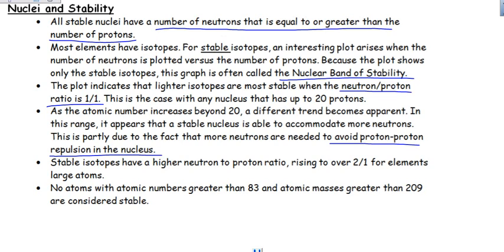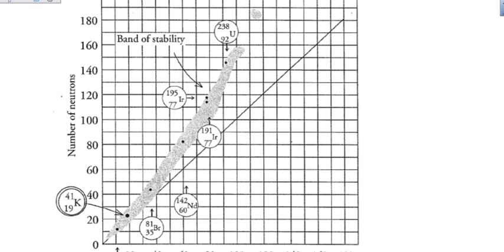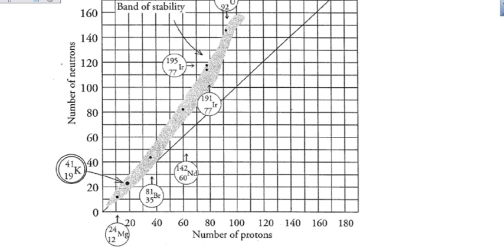Here's the band of stability. Check it out. Oh my gosh, it's life-changing, isn't it? I guess. So here's the band of stability. We have number of neutrons plotted against number of protons. There we go. And so it makes sense that this straight line in here represents a 1-to-1 ratio of protons to neutrons.